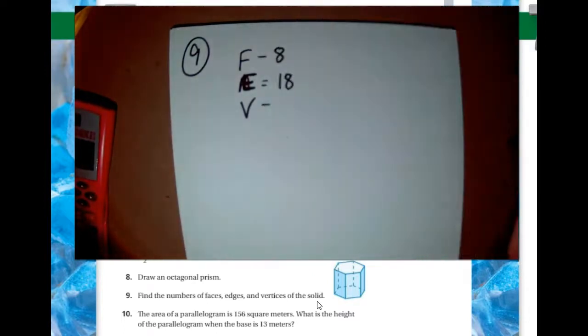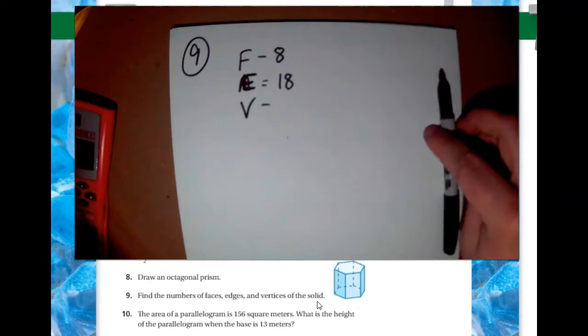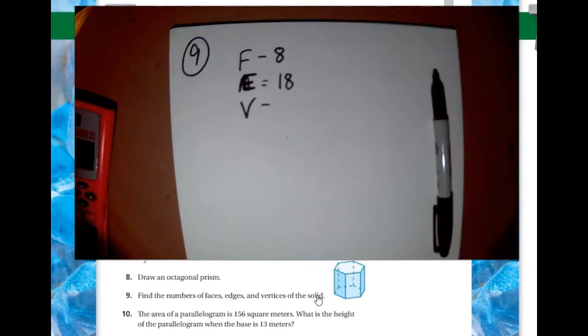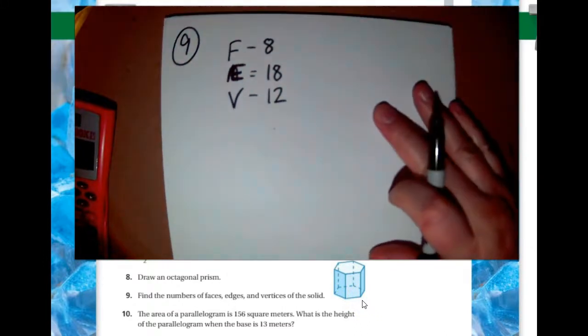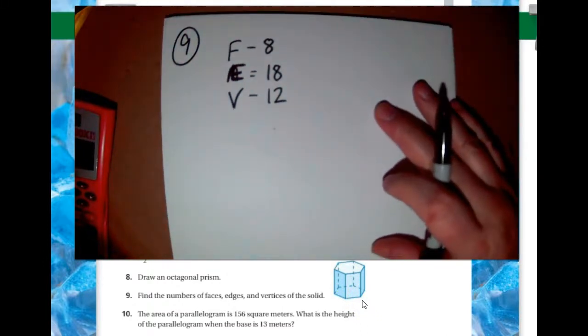Now for my favorite one, the vertices. Remember, this is where the edges come together to make a point. If you draw this out, you might make those vertices really stand out with big giant dots. But think about it. In every hexagon, 1, 2, 3, 4, 5, 6, there are 6 vertices. You have a hexagon on the top, a hexagon on the bottom. There's 6 vertices on the top, 6 on the bottom. 6 plus 6 equals 12. There are 12 vertices there. I hope that makes sense.